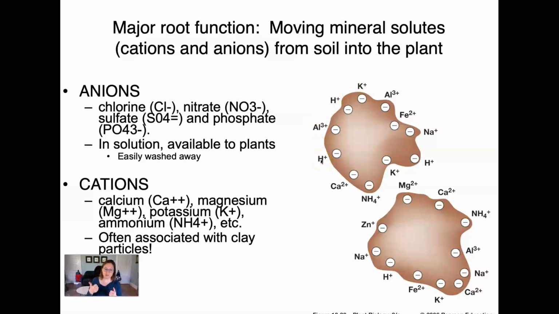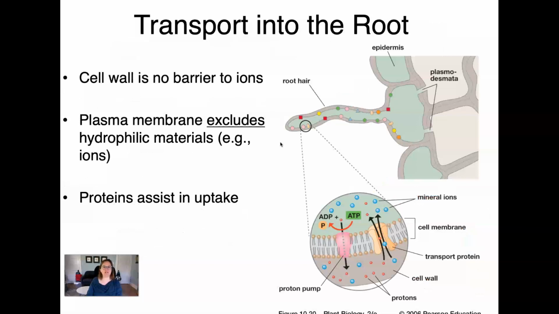So there's that problem. And the second problem is that moving cations into the roots is an energy requiring, ATP requiring process. So plants basically have a particular issue getting cations into the plant. Anions have their own problems being washed away. And so we're going to talk about some of this in a little more detail.